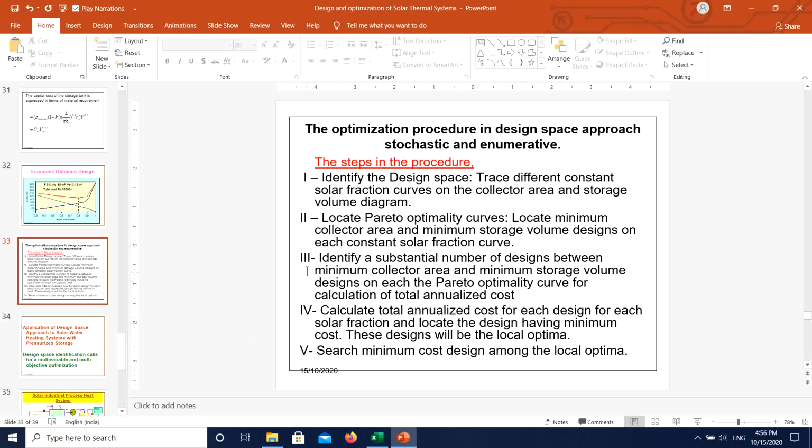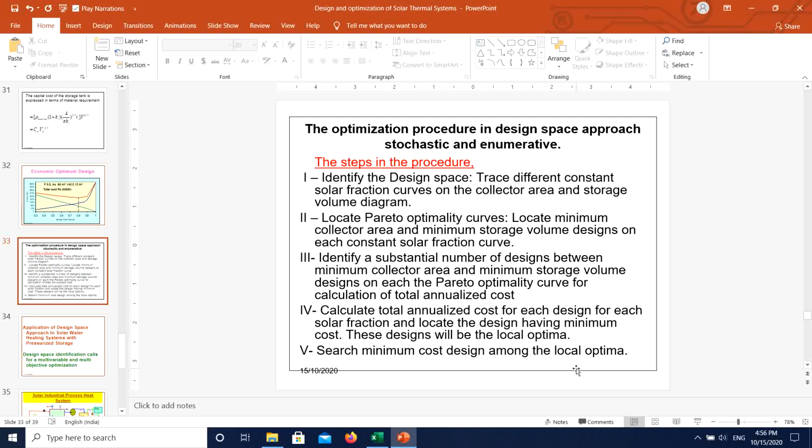Okay. Then identify a substantial number of designs between minimum collector area and minimum storage volume designs on each Pareto optimality curve for calculation of total annualized cost. Okay. And then calculate total annualized cost for each design for each solar fraction and locate the design having minimum cost. These designs will be the local optima. Search minimum cost design among the local optima. Okay, so this is the design space approach.